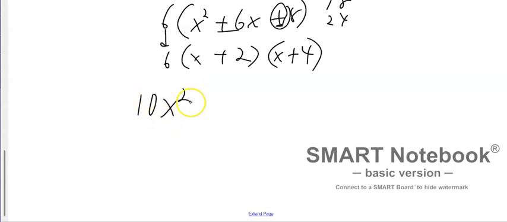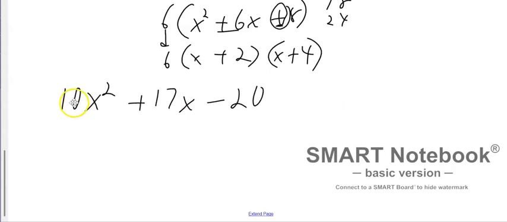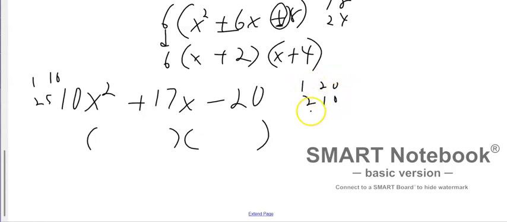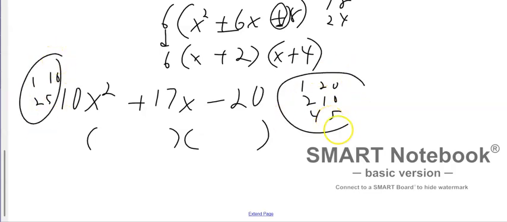10x squared plus 17x minus 20. Now, this requires a little bit more guessing and checking. Move this over here. Because we're going to have a difference and we have more possible numbers here. So again, we know we're going to have two binomials, but I need to look at my factors of 10. 1 times 10, 2 times 5. For 20, 1 times 20, 2 times 10, and 4 times 5. Now, there's two sets of numbers over here and 3 over here.